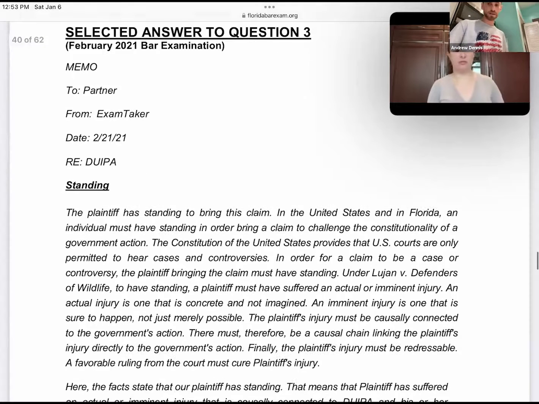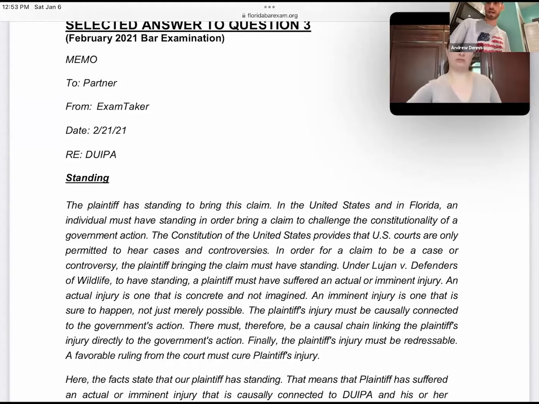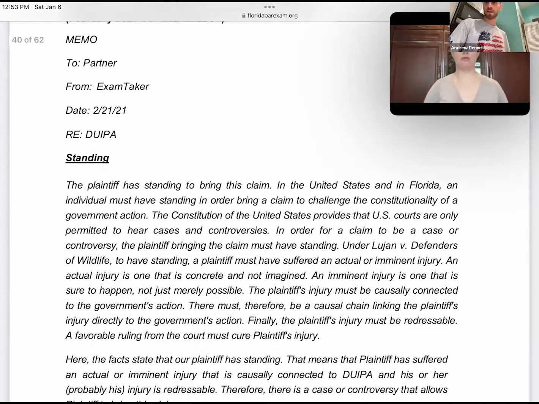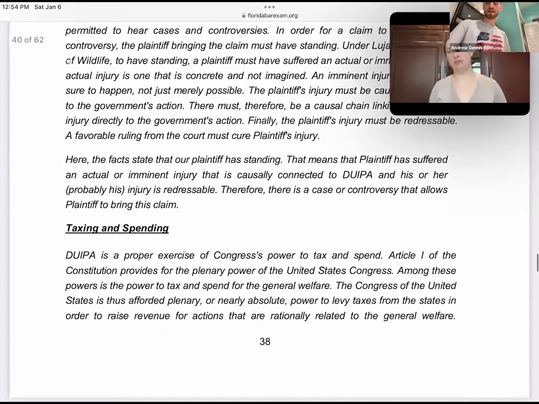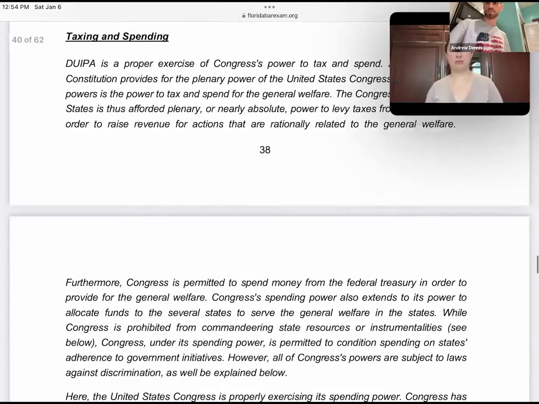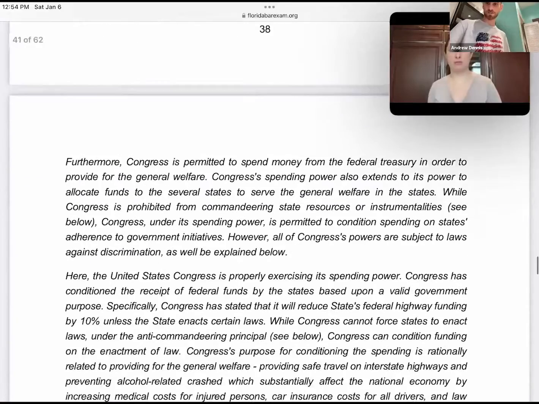Standing. Again, I say they start with standing a lot. Do they have standing? Is it actual and imminent injury? Causation and damages? They say they have standing. Now this one talks about enactment of Congress's power to tax and spend. It's more of a federal issue. Broad taxing and spending powers. This could be Article 1. It could also be under the 16th Amendment. Broad taxing and spending powers.